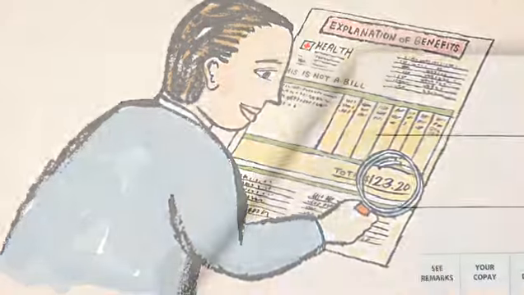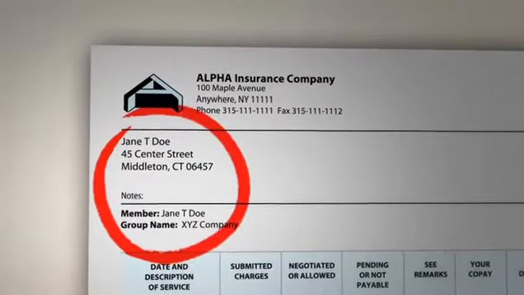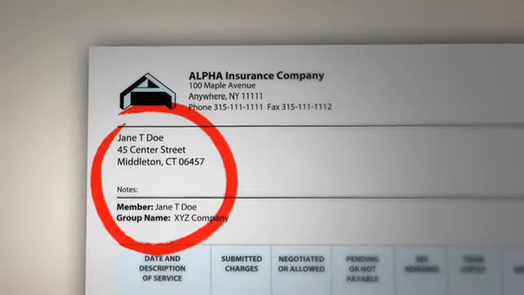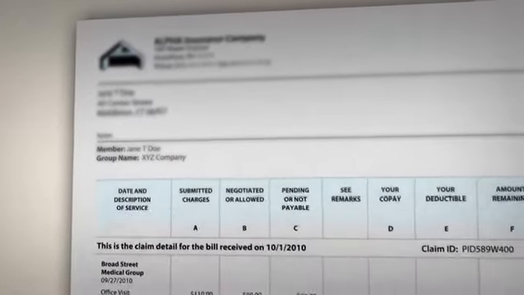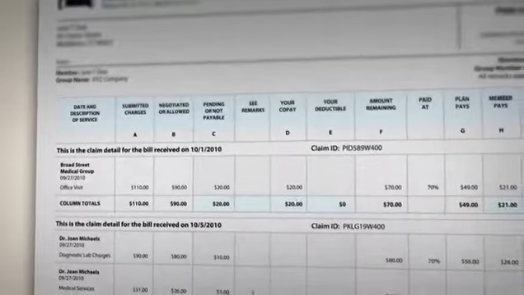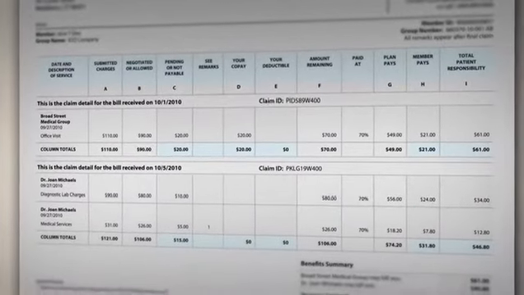Most EOBs start with identifying information specific to you and your plan. If any of this information is incorrect, contact your plan. Beneath your identifying information is a table with the most important information on your EOB. If you receive your explanation of benefits from your plan electronically, this information may look different, but the substance will be the same.